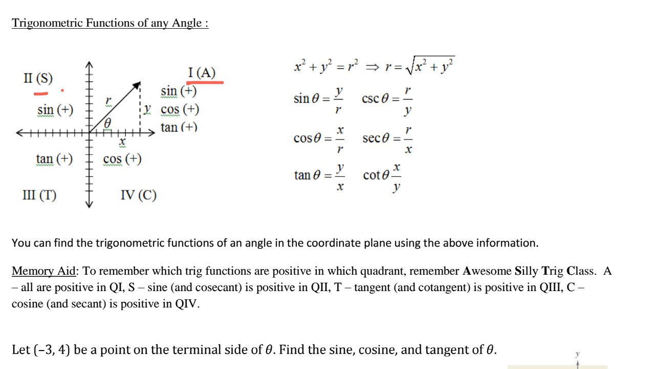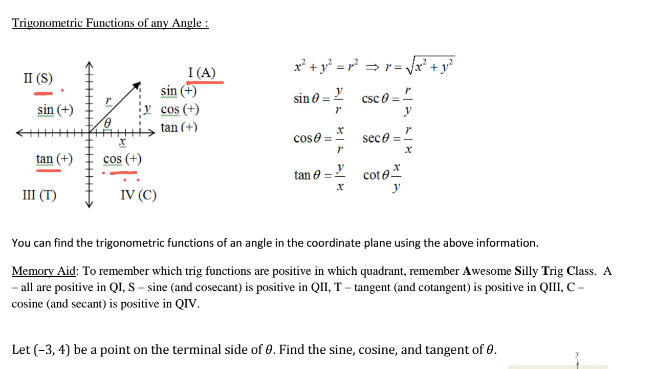In quadrant 2, only sine is positive. So sine and cosecant are the positive ones, everything else is negative. In quadrant 3, tangent is positive, which means cotangent is positive, and the other 4 are negative. And in quadrant 4, cosine is positive, which means cosine and secant are positive, and the rest are negative.